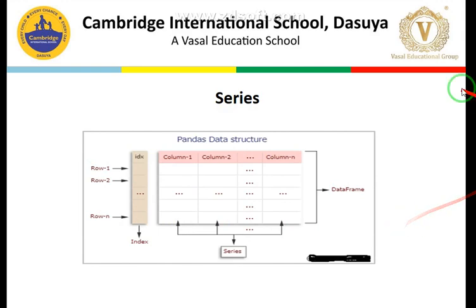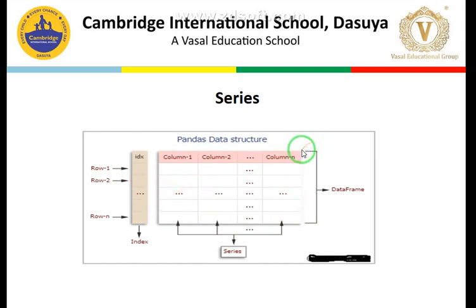This is the overall diagram of a Pandas data structure. The Pandas data structure has a data frame and also a series. What is a series? A series is represented by a single column. So if we have n columns, we basically have n series. And if they are combined together, that makes a table of n columns and n rows.